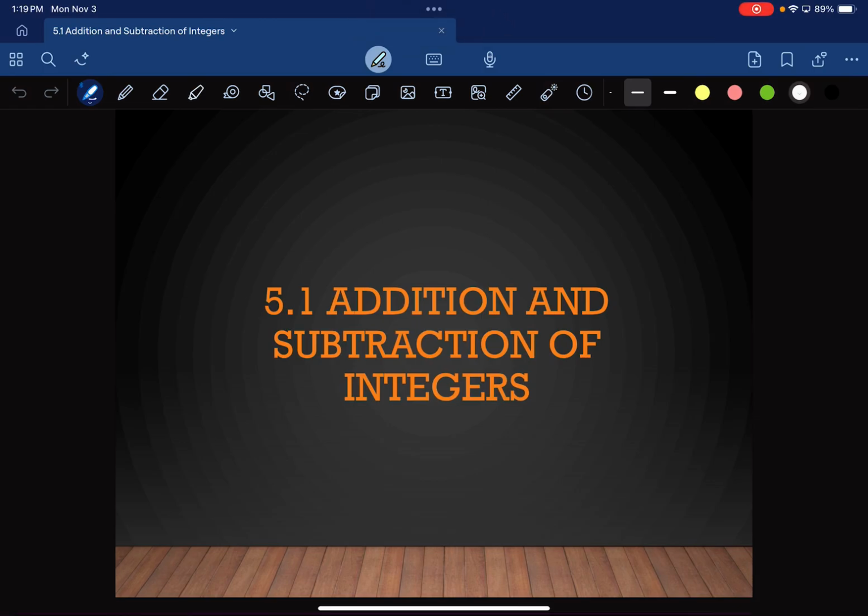All right, section 5.1, we're going to take a look at integers. In fact, all of chapter 5 is integers. So 5.1 is going to be addition and subtraction. 5.2 is multiplication and division.